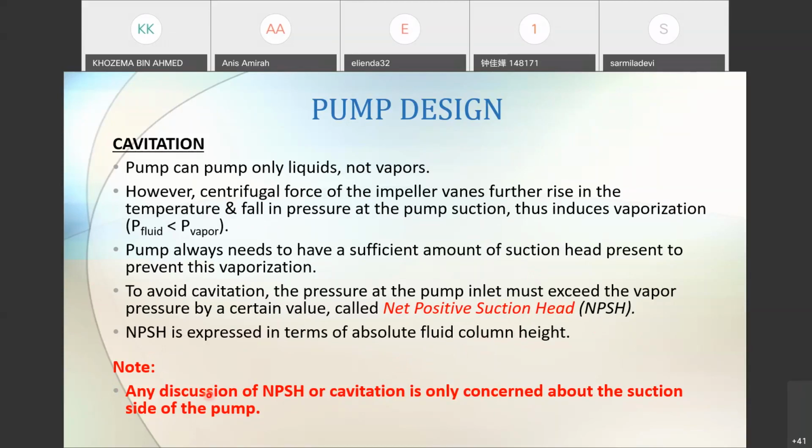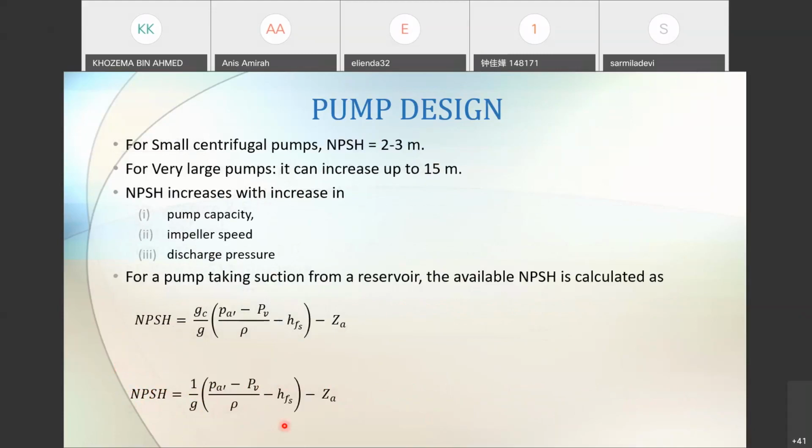And note, this is important: any discussion on NPSH or cavitation is only concerned with the suction side of the pump. When we talk about cavitation, we are only focusing on the suction part. We don't discuss the discharge part. Everything, the cavitation, is happening on the suction side of the pump. For a small centrifugal pump, usually the NPSH is around 2 to 3 meters.